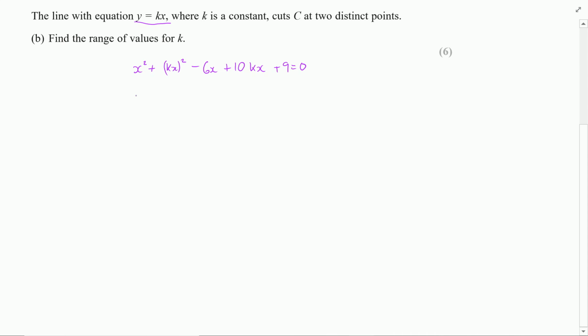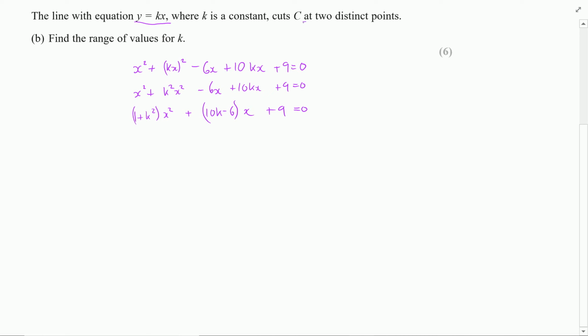So this will give me x squared plus k squared x squared minus 6x, plus 10kx plus 9 is equal to 0. I'm going to tidy this up slightly and say that this is 1 plus k squared lots of x squared, plus 10k minus 6 lots of x, and plus 9 to finish.